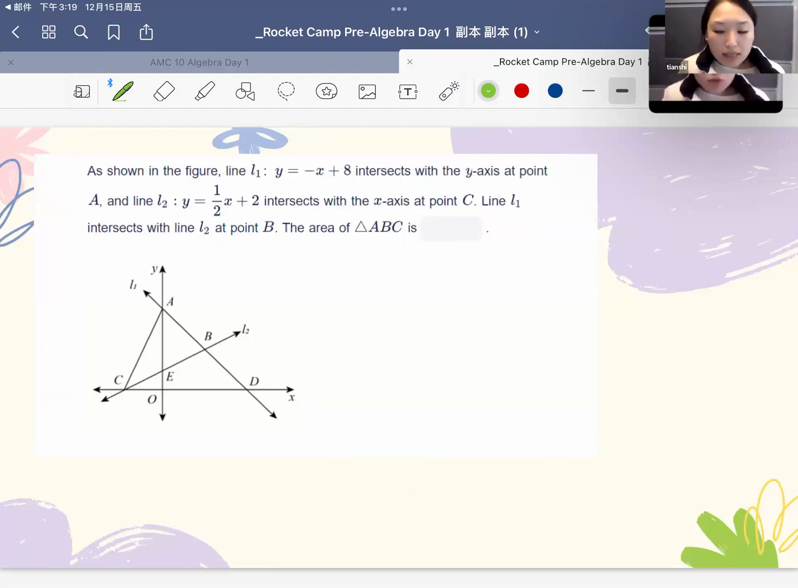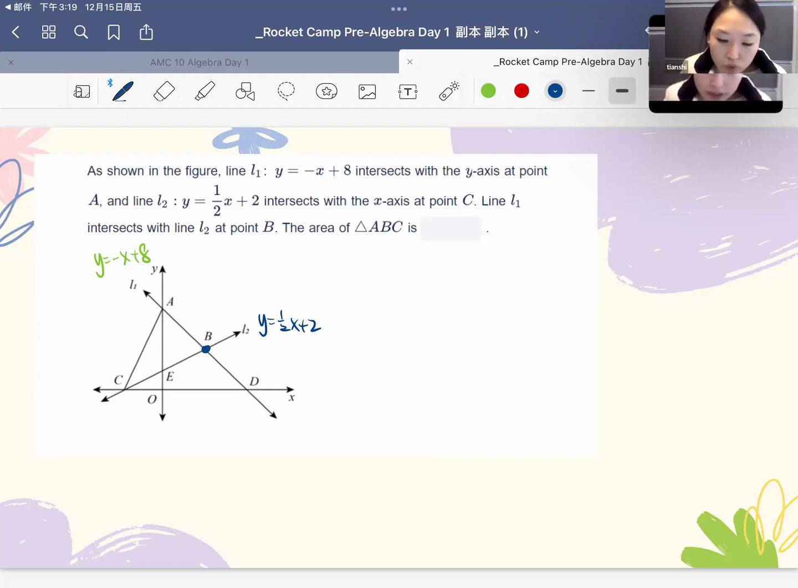For this question, let's read it together, okay? In the figure, we know that line 1 is y equals negative x plus 8, okay? And it intersects with the y-axis at point A. And we also know this line is y equals a half x plus 2, okay? And this one intersects with the x-axis at point C. And we know the intersection of line 1 and line 2 is point B, okay? And we want to calculate the area of triangle ABC.